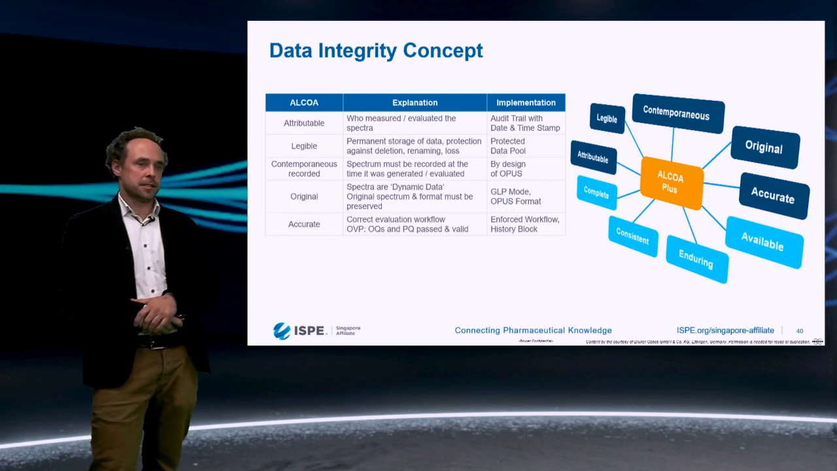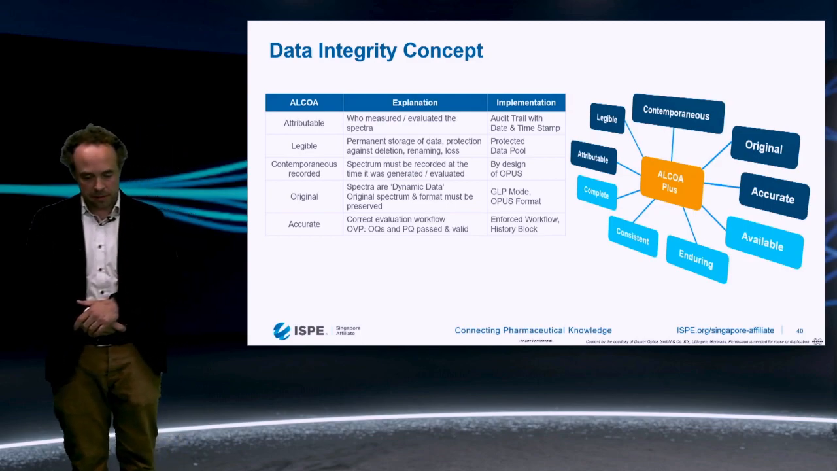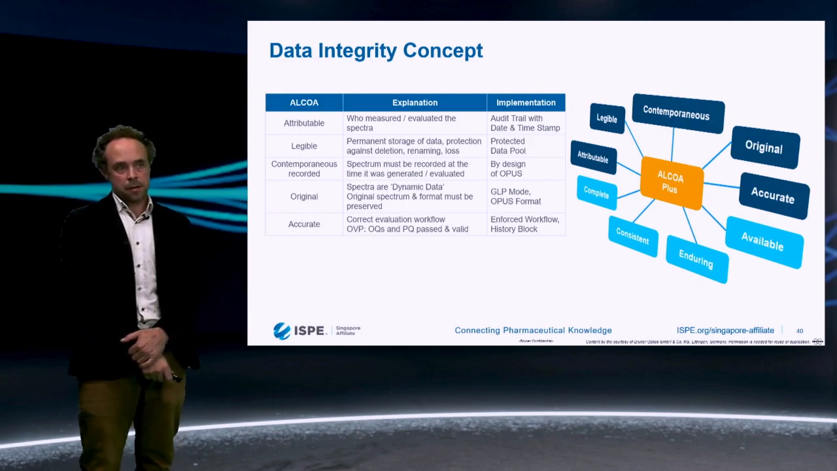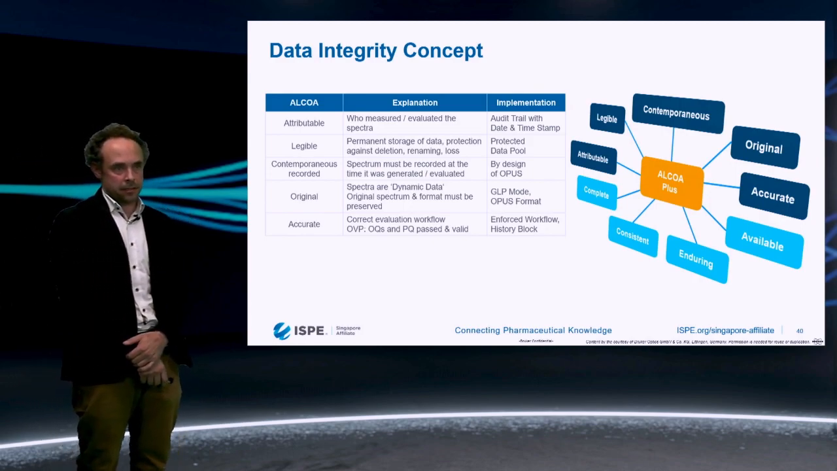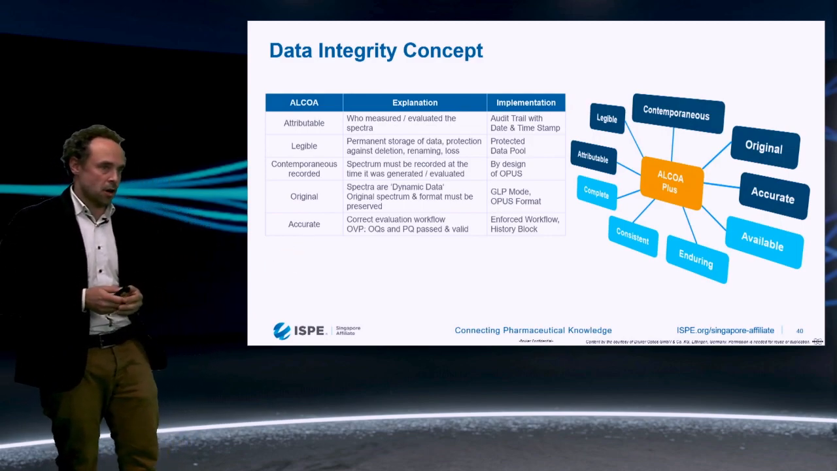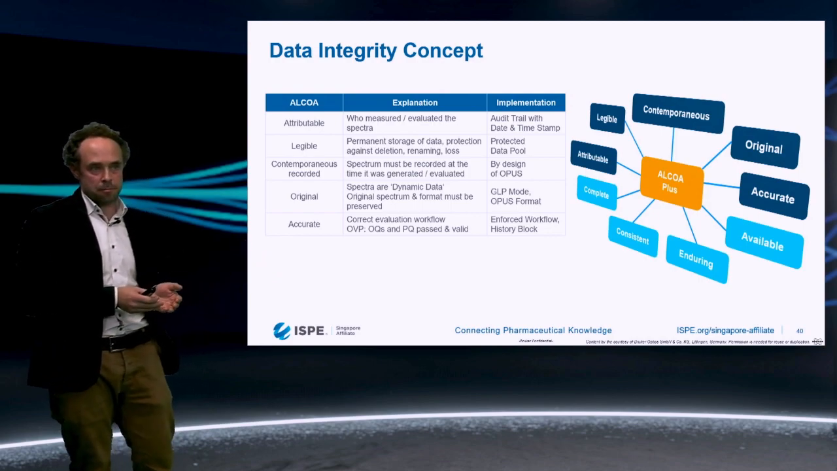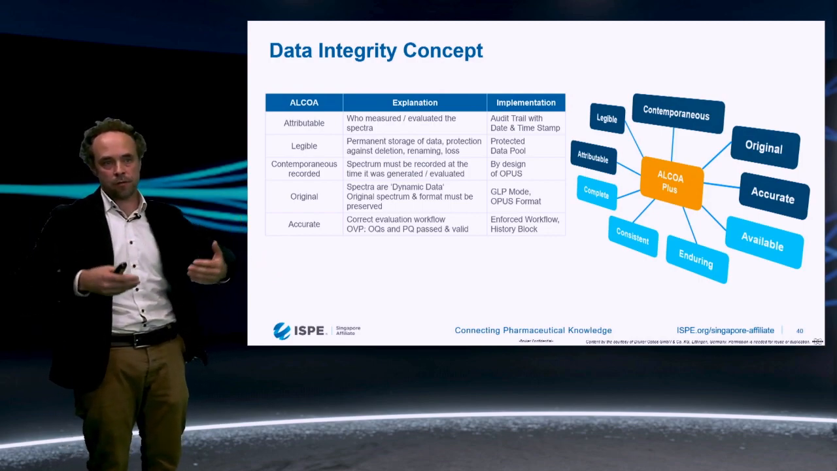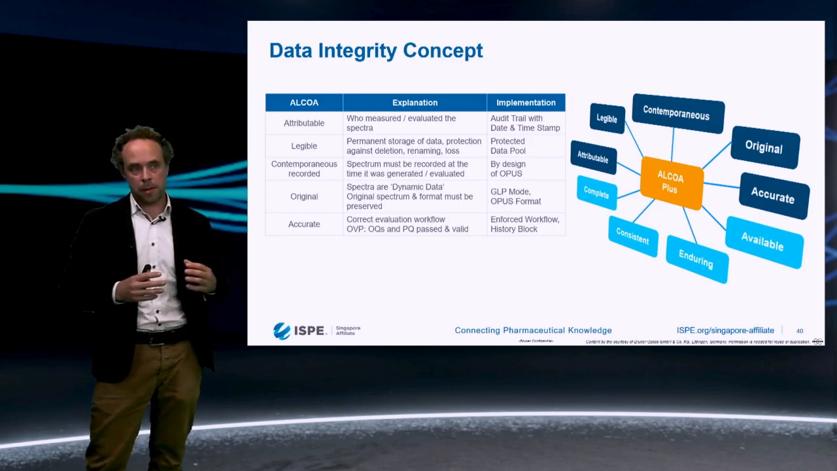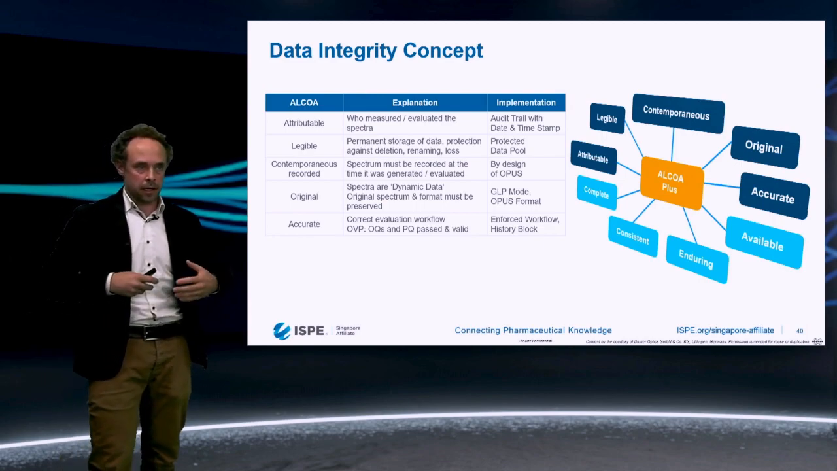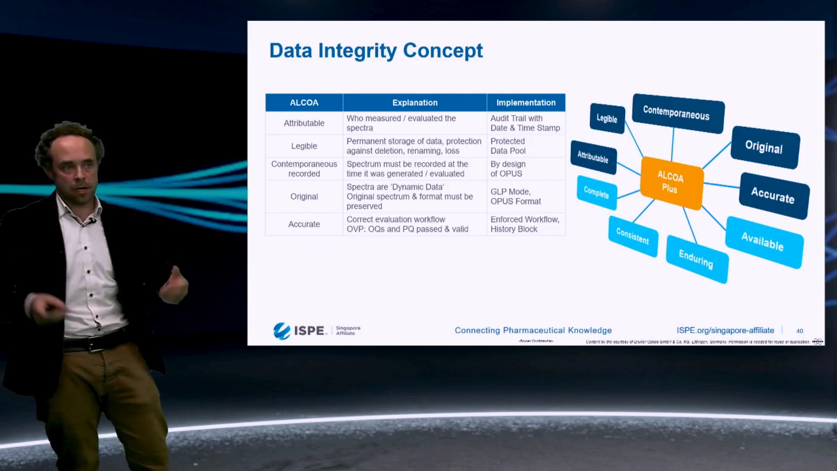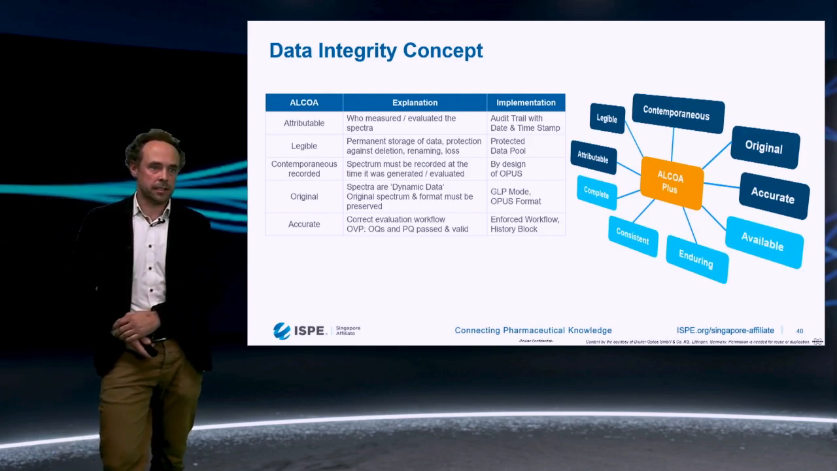A very important aspect for vibrational spectroscopy is that the data needs to be original. And this points to the raw data, because spectroscopic data is dynamic data. You can do a lot of calculations based on this data. And in doing so, it's always important that the raw data is maintained and, for example, not overwritten. In Opus, we have this GLP mode function, which always retains the raw data, and all evaluations are performed on, let's say, a backup copy of the original raw data.